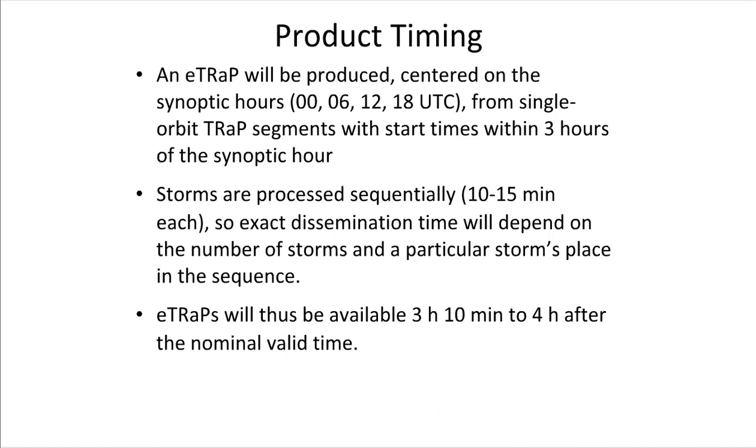How long does it take for the product to be available to users? Well, an eTRAP will be produced centered on the synoptic hours of 0, 6, 12, and 18 Z from single orbit trap segments with start times within 3 hours of the synoptic hour. Storms are processed sequentially 10 to 15 minutes each, so exact dissemination time will depend on the number of storms and a particular storm's place in the sequence. eTRAPs will thus be available between 3 hours and 10 minutes to 4 hours after the nominal valid time.